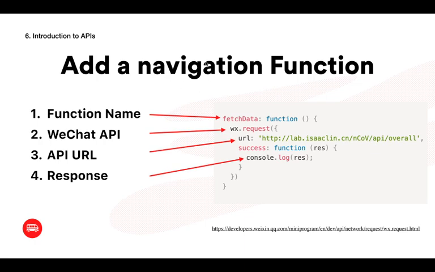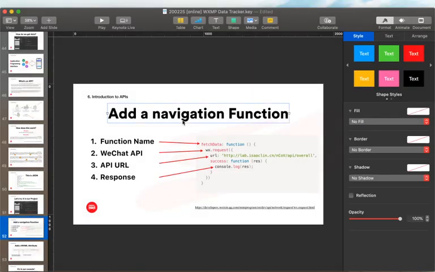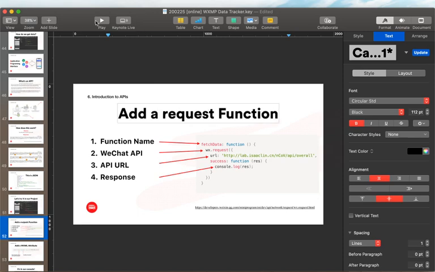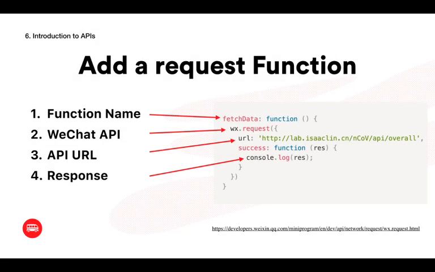it's not a navigation function, that was a mistake. Add a request. We are going to be adding an API request function, okay? So in that fetch data function here, we are going to be adding this bit of code. Now, wx.request is another local API that basically allows me, like in my browser, to request different endpoints on the web.